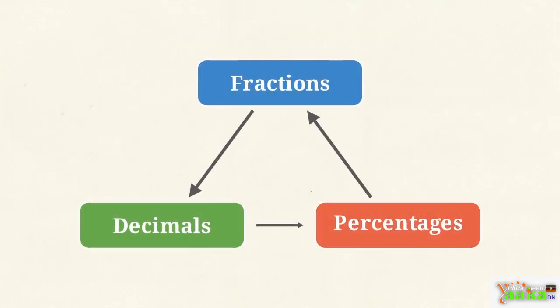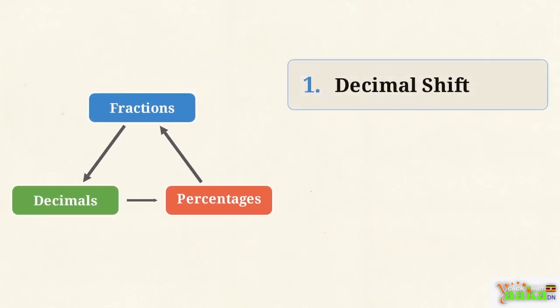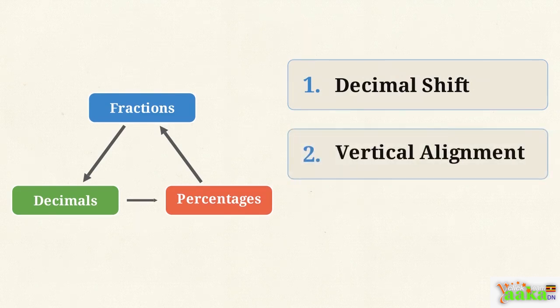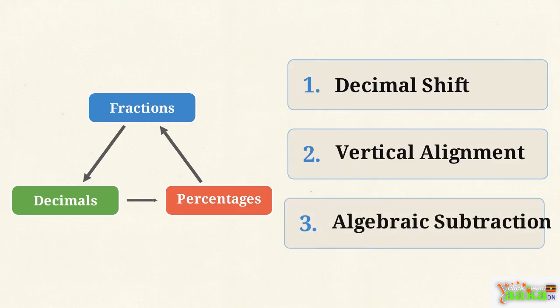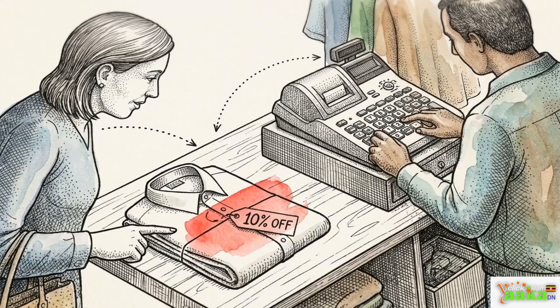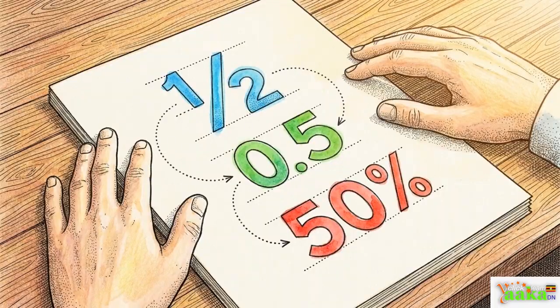This chart shows the 3 golden rules we've covered today. First, physically move the decimal point when converting to a percentage. Second, align those decimal points vertically to compare values. And third, use algebraic subtraction to lock down a recurring decimal. Mastering fractions, decimals, and percentages ensures you can calculate any discount, portion, or profit. It is your ultimate toolkit for speaking the universal language of value with absolute confidence.